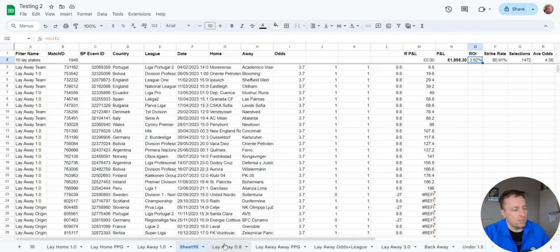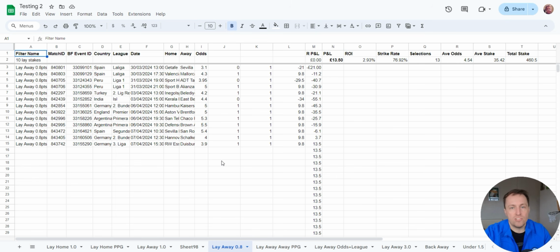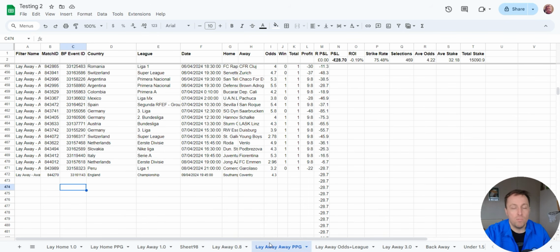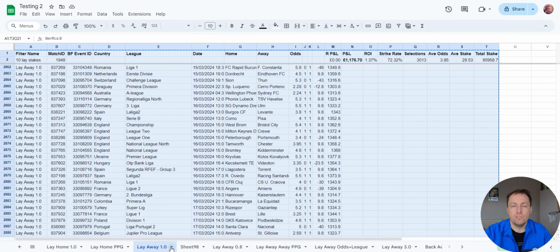Now, for example, this layaway 0.8 here that I've just started, someone on the forum said this works well when you're considering the away team's points per game, okay? And 0.8 is the margin they go for. I've got another one that does 1.5 points per game instead. So that's just a little tweak that's added that you can test. But remember, these are all derivations of your original filter.